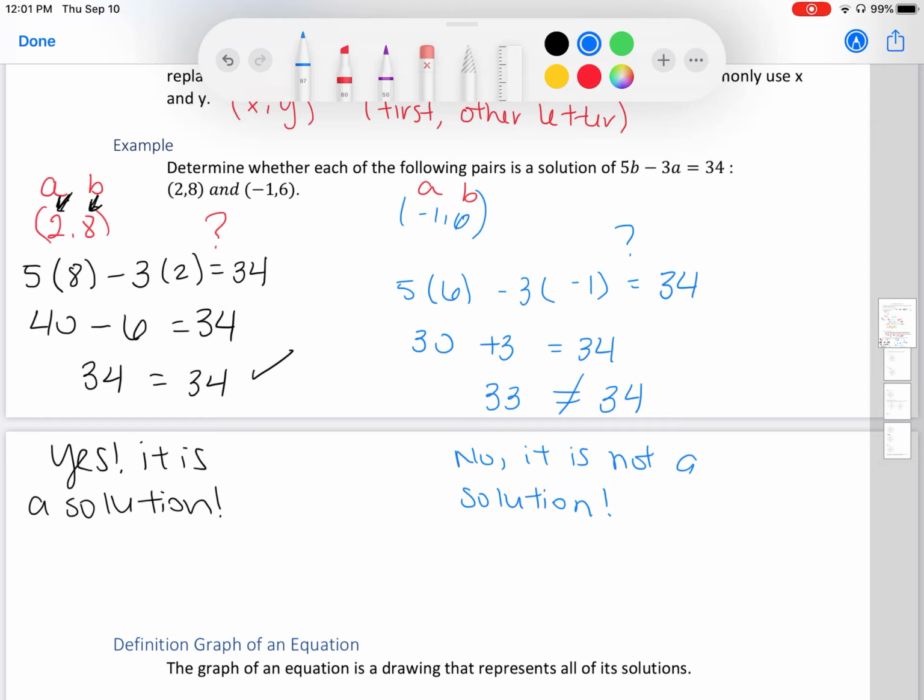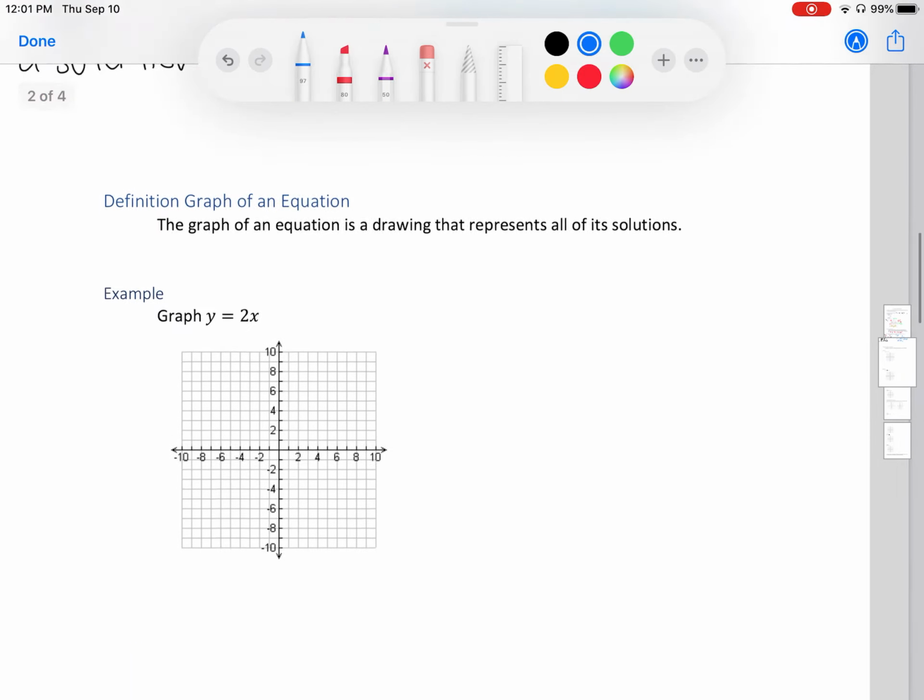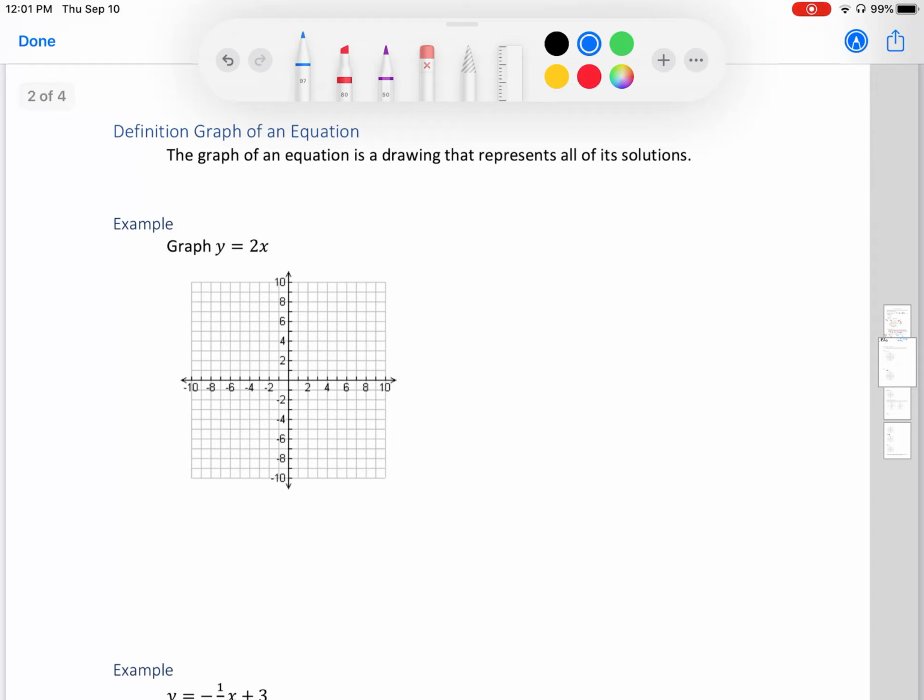This is how we can test a point to see if it is a solution to the equation. Let's move forward to the definition of a graph of an equation. The graph of an equation is a drawing that represents all of its solutions. We haven't touched much on graphing, but we'll develop the different techniques throughout the future sections.